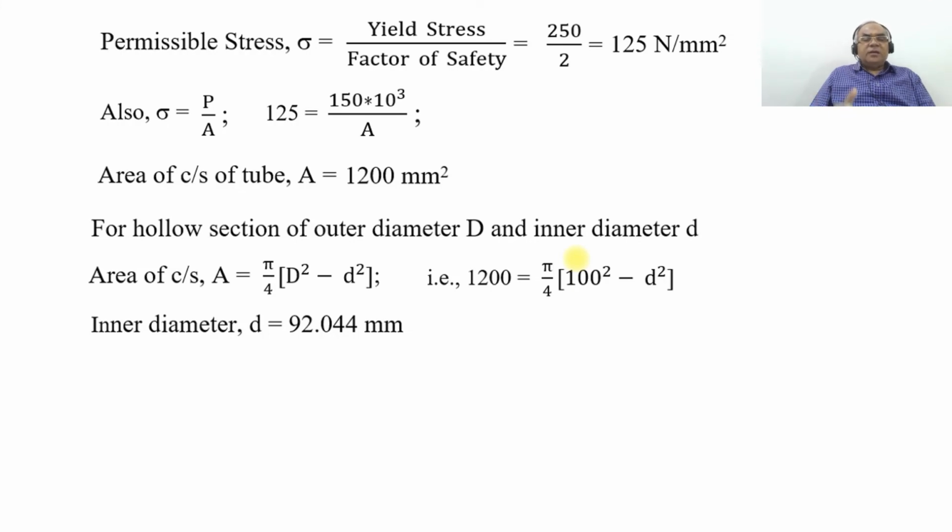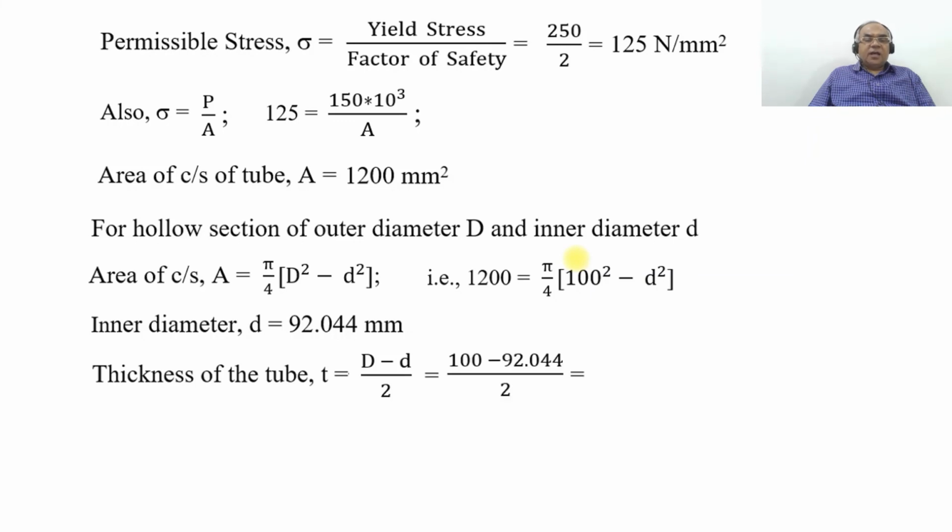But we want it in terms of thickness. We know the outer diameter and we know the inner diameter. Therefore, we will be able to get the thickness, because we need to suggest what type of thickness we need to select. So for that, t will be equal to the thickness of the tube. t will be equal to capital D minus small d, divided by 2. So capital D is 100 minus small d, which is the calculated value 92.044, and the entire thing is divided by 2. You are going to get 3.978 mm. So t is equal to 3.978 mm.